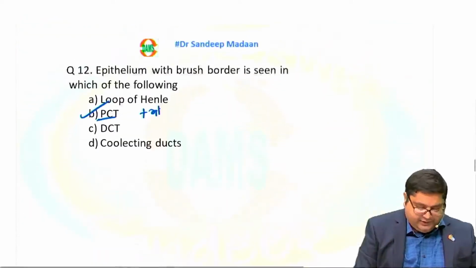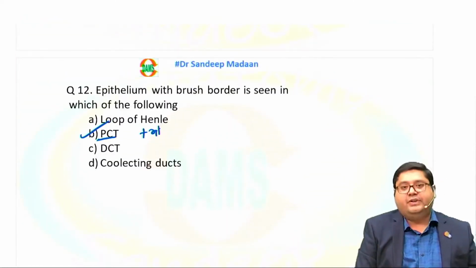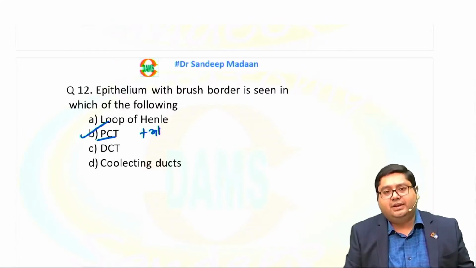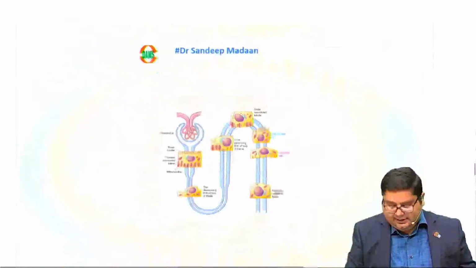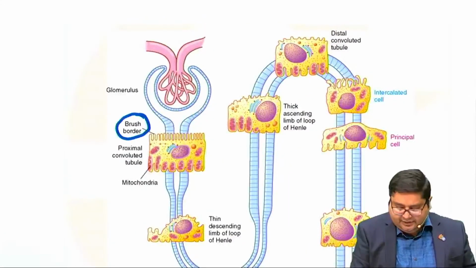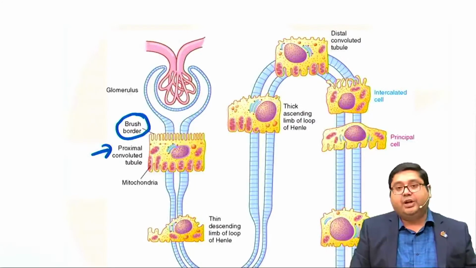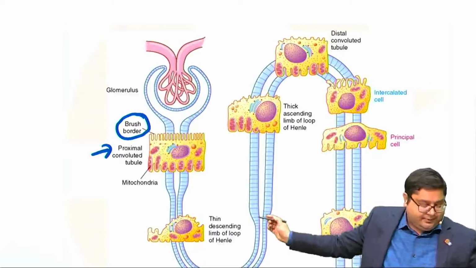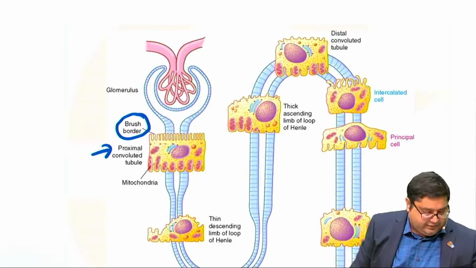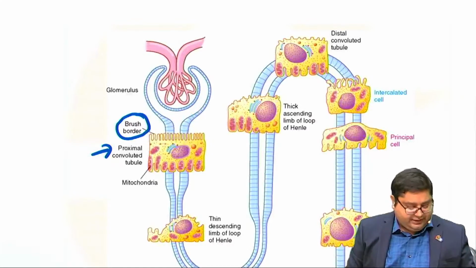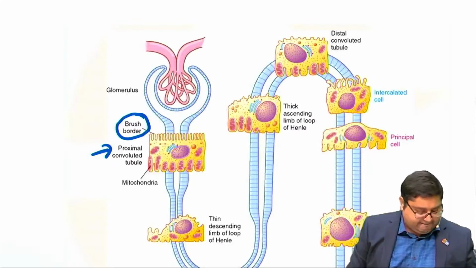Now the mnemonic was P for present, P for PCT. Brush border is present in PCT. Remember this. Okay. Here you can see the diagram. We have the brush border which is present in the PCT. Other than that, we do not have the brush border present. We have the simple cuboidal epithelium. Even in these tubules, we have the simple epithelium, but we do not have the brush border. Could you appreciate this?